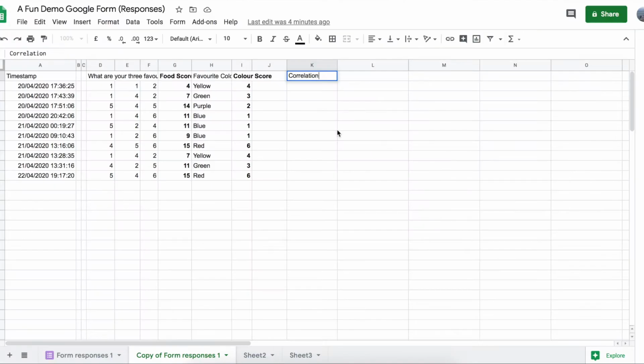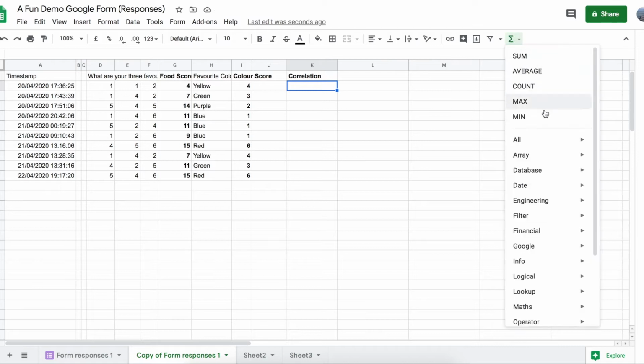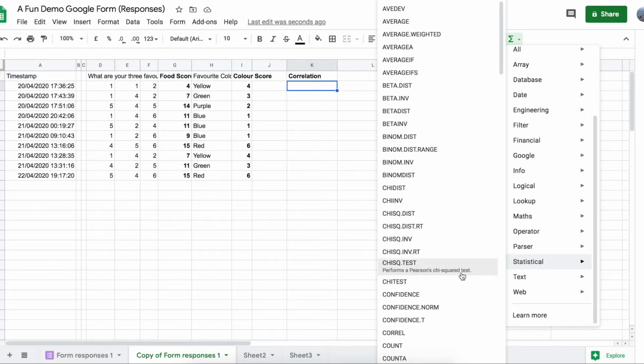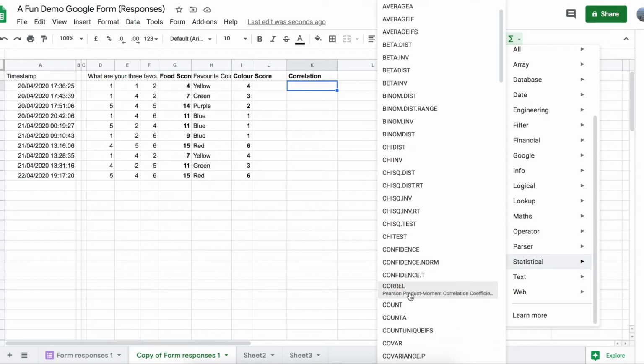In order to figure out what kind of relationship we're looking at, I wanted to see if your food scores relate to your favorite color choices. Now, I could average this and compare the average, but I don't really need to do that because I can measure with a correlation to see how it works out. So what I'm going to do is use a formula, and you can grab your formula from over here. This is statistical, and instead of doing it like this, I find it's easier to just type the thing that you want to know. But we have over here Pearson's correlation.